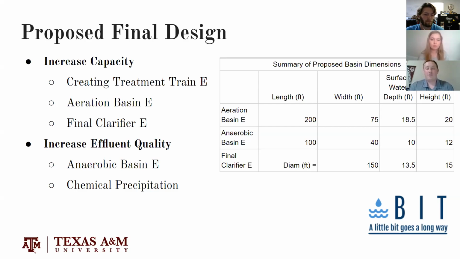For increasing the effluent quality, it was determined that the best way to solve this problem would be to promote phosphorus accumulating organisms. We determined that the best way to do this would be to build an anaerobic basin upstream of the aeration basin. An anaerobic basin is basically a basin that doesn't have any mechanized or added air into it. This was chosen because phosphorus accumulating organisms thrive in this type of environment as opposed to all the other bacteria that is in raw wastewater.